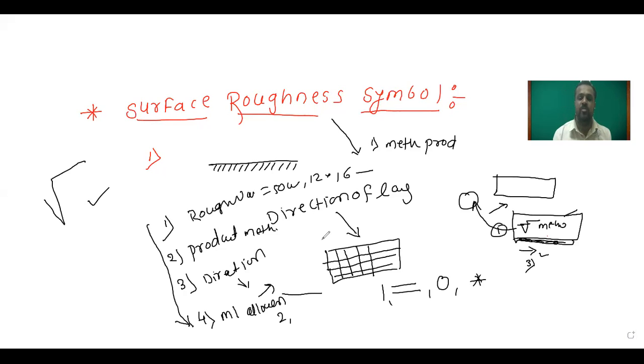And while manufacturing this component, the operator will get all the information: how much surface roughness value we have to maintain, which production method to use, what direction of lay is needed, perpendicular, parallel, or circular, and how much machining allowance is needed. All that information will get to that operator from this surface roughness symbol. For this purpose we require the knowledge of the surface roughness symbol. Right? So understood? Yes, understood. Yes, sir.